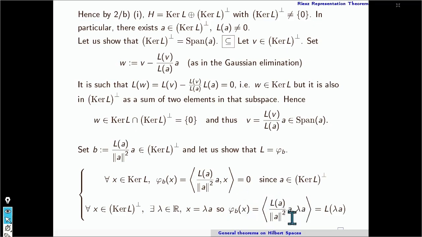So if I evaluate this inner product by bilinearity, I take out every coefficient. I'm left with inner product of A with A. It simplifies then with the norm of A squared. And then I put the lambda back into L of A by linearity of the linear form. And here we recognize X. So we have phi of X equals L of X. So we have checked that those two maps coincide on both summands, so on the whole Hilbert space.